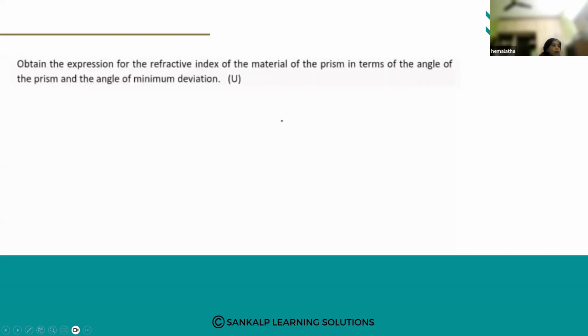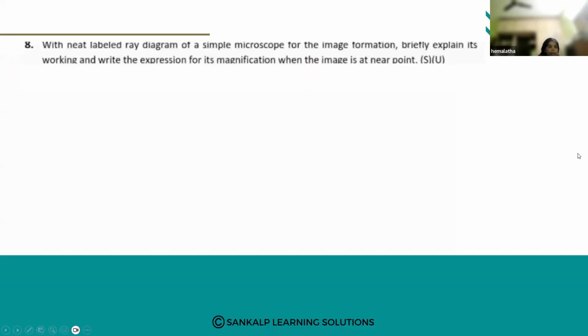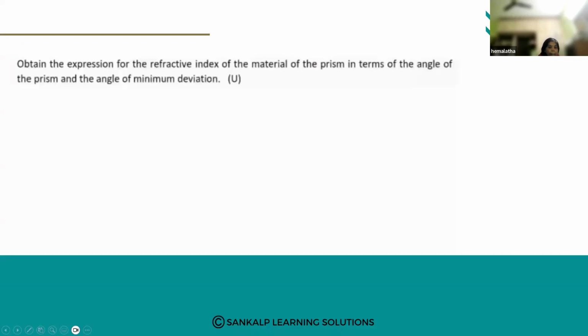So what do you want here? You want one prism. Okay, take a thin prism. Is the prism. Okay, so if you draw like this, then what happens?